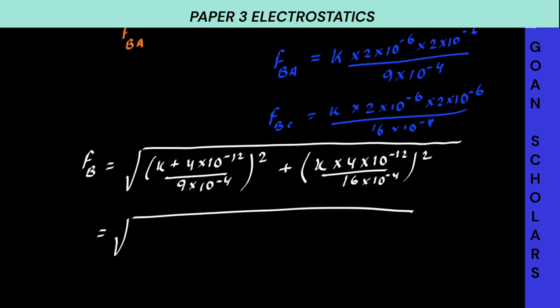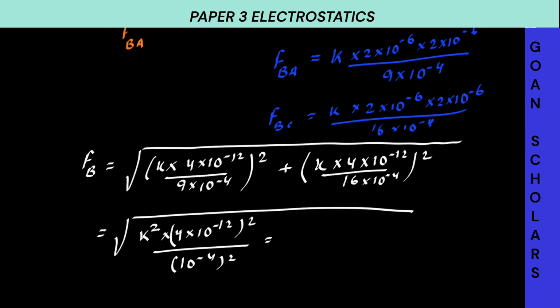So common out here will be root under k square, k square is common, into 4 into, here it is into 4 into 10 to the power minus 12, whole square, this is also common, and 10 to the power minus 4 is all square common, correct? I hope this is clear.